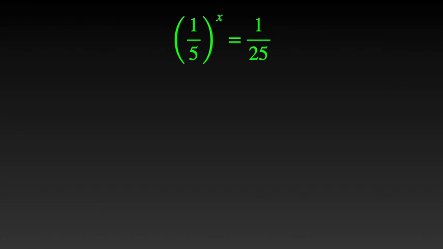We want the same base. In this case, on the left-hand side, we have 1 over 5, and on the right-hand side, we have 1 over 25. We want the same number on both sides. Notice that we can write 25 as 5 squared.